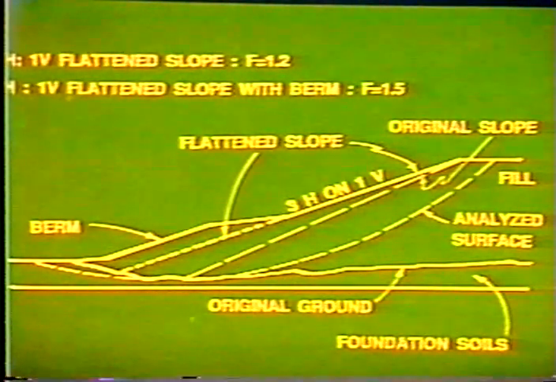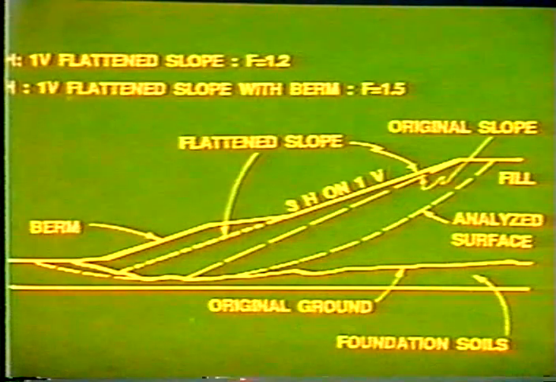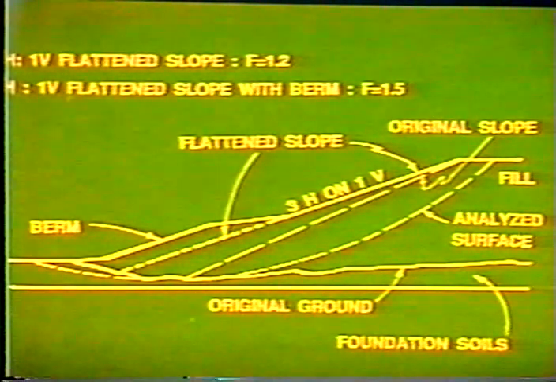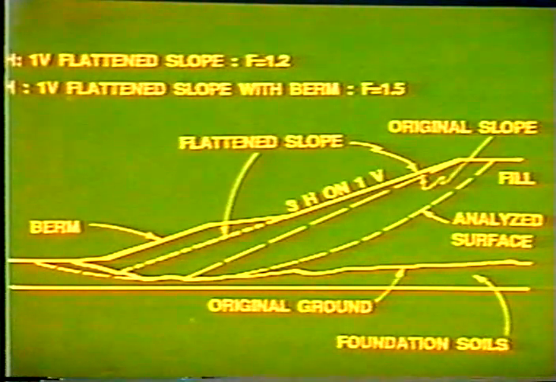Like I said, when the height of the failure gets up over about 30 feet or so, a good combination is to go to a flattened slope at the top and build a small berm at the bottom. What I'm showing there, I'm showing safety factors. For just the flattened slope, you get 1.2, and for the flattened slope with the berm, you get 1.5.